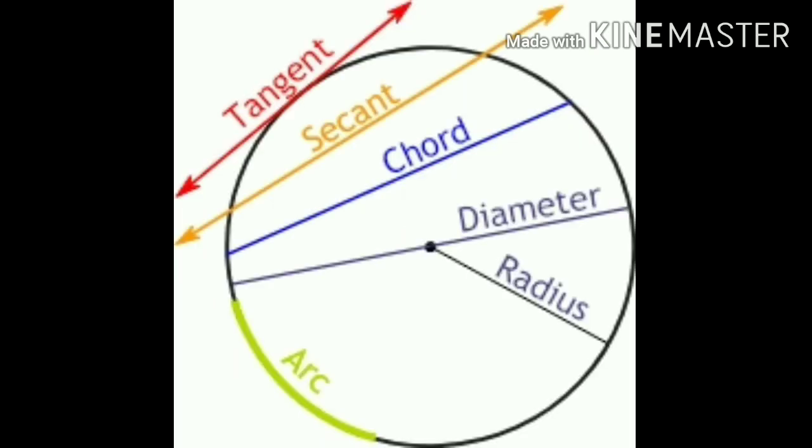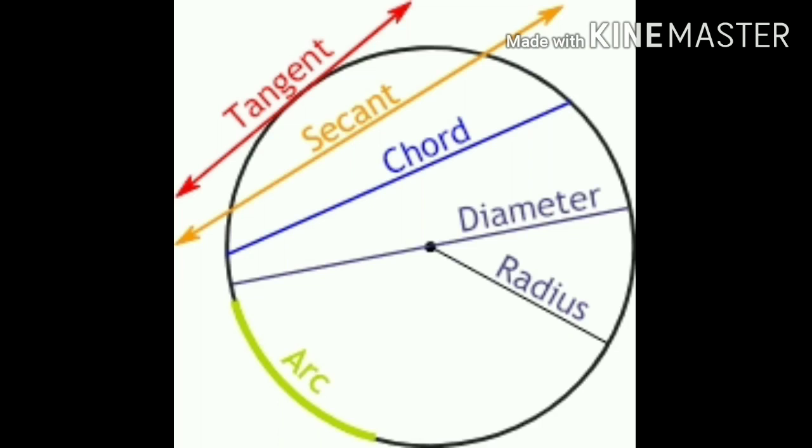Now we have the different terms involved in a circle. They are arc, radius, diameter, chord, secant and tangent. All these terms you are going to study in your 9th standard geometry in the later classes. Remember these terms such as arc, radius, diameter, chord, secant and tangent. This is about the plane figures.